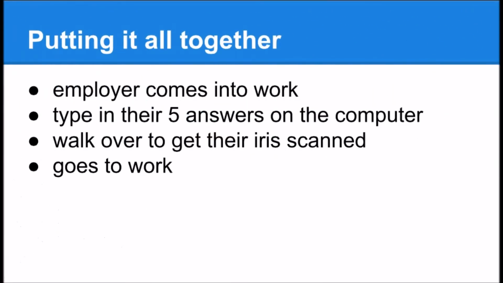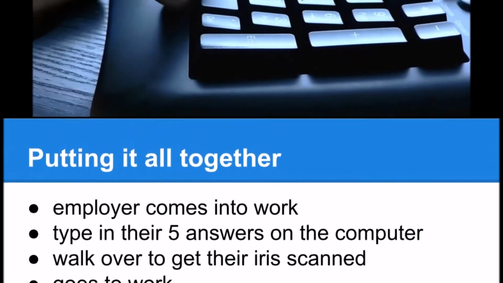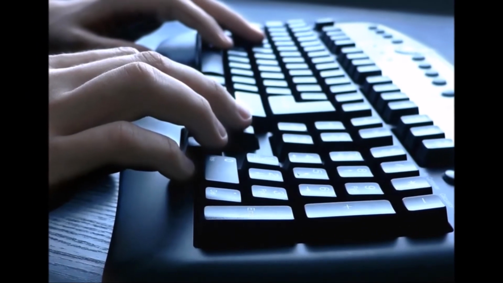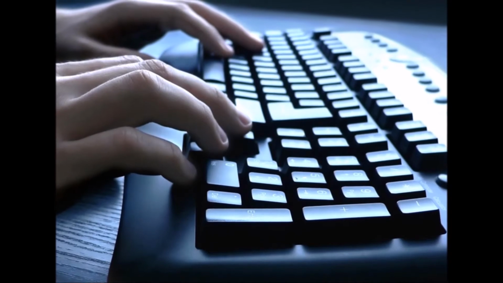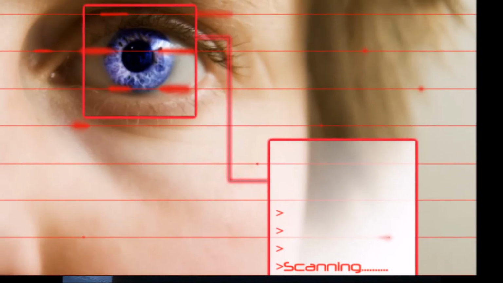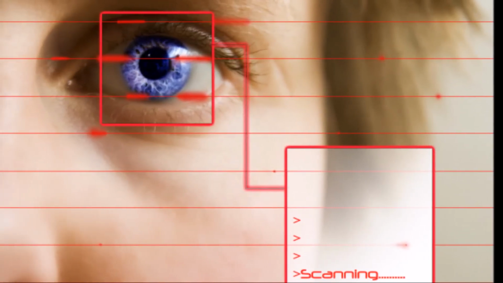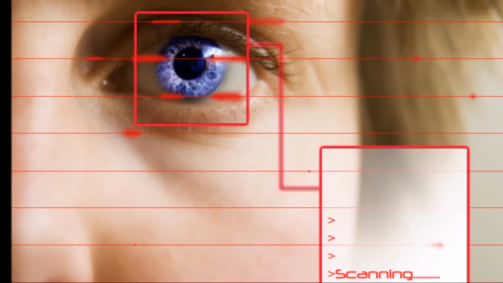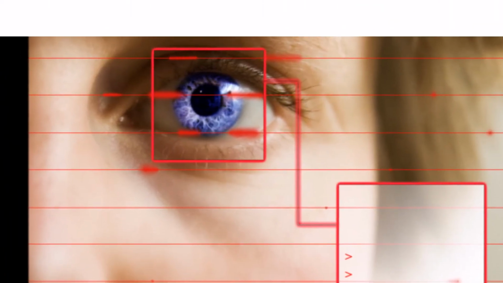Putting it all together. First, the employee must arrive to work before their shift begins. Once they arrive to work, they will be asked to answer 5 security questions on a computer, and they must type in their answers specific to them. Once the computer grants them access, they will walk over to get their iris scanned. If and when the iris scanner recognizes their iris, they will be allowed into the full system. Once they are allowed into the full system, they will be allowed to check in or check out of work.